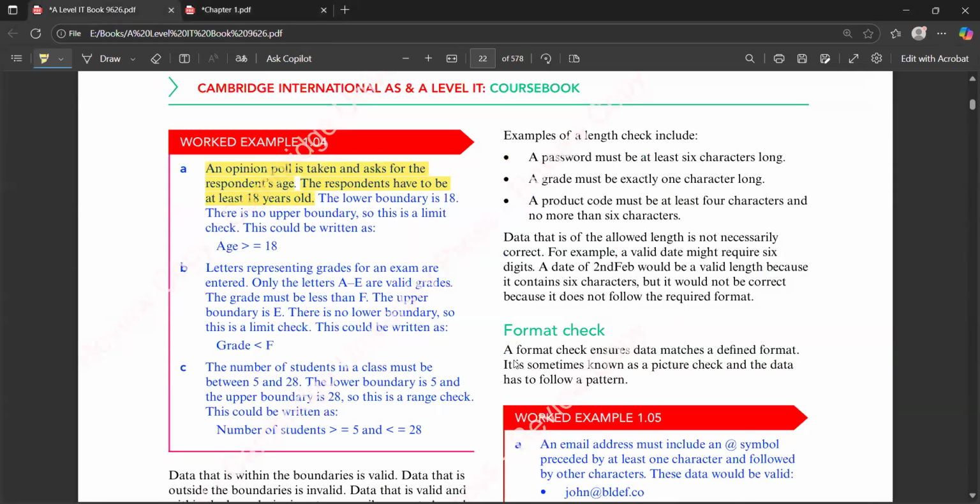So here they said that the lower boundary is 18, which means that there is no upper boundary. So this is a limit. You have to write it like age should be greater than or equal to 18. Are you getting my point? Yes, sir.